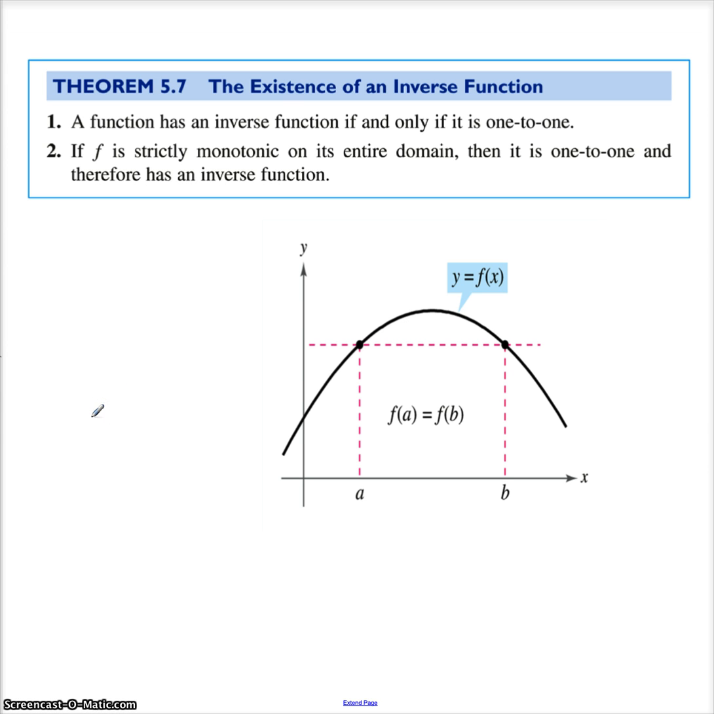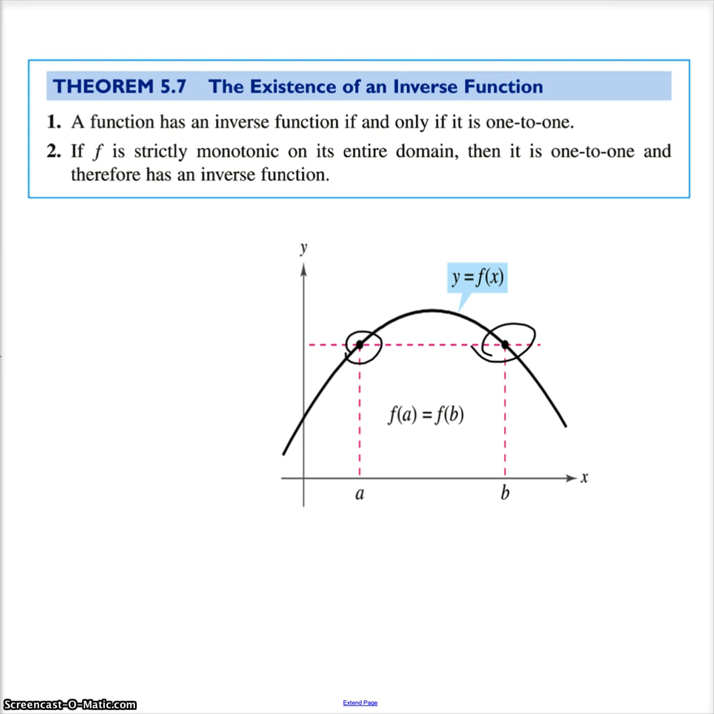Now let's look to see if an inverse actually exists, because if it doesn't exist, it's kind of worthless continuing. A function has an inverse if and only if it's 1 to 1. And obviously this is not 1 to 1. And if f is strictly monotonic on its entire domain, then it's 1 to 1 and therefore has an inverse function.